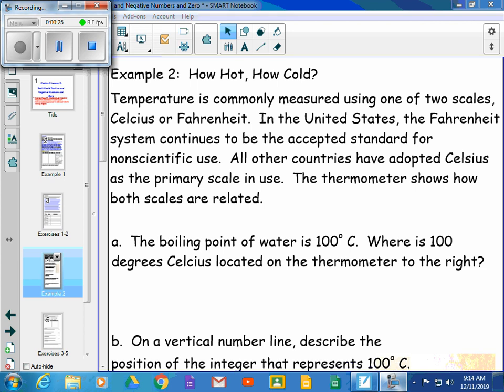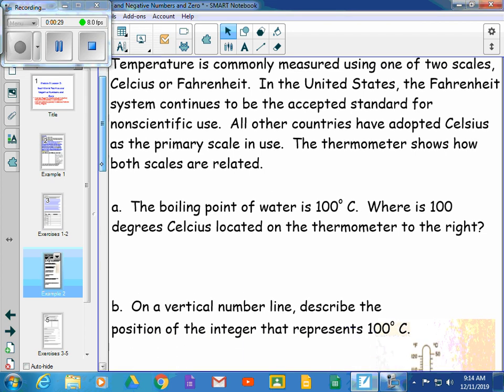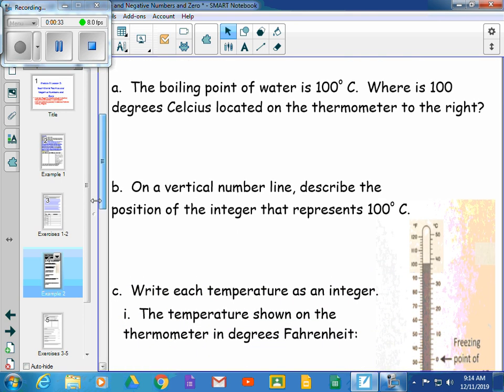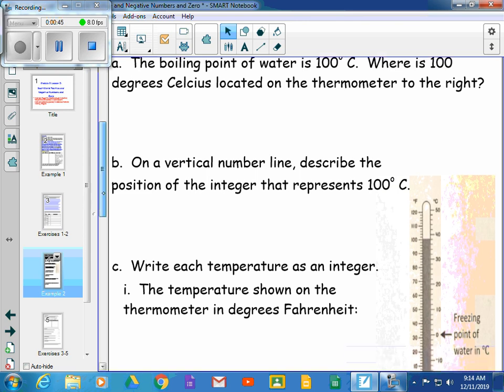The thermometer shows how both scales are related. And we're going to use that thermometer on your paper to answer some questions here. The first question, the boiling point of water is 100 degrees Celsius. Where is 100 degrees Celsius located on the thermometer to the right?